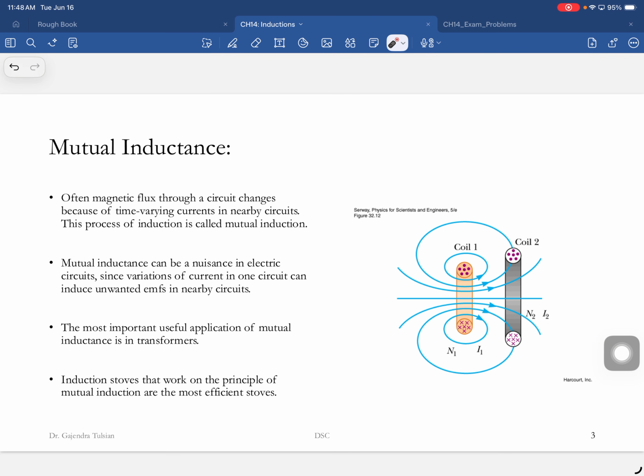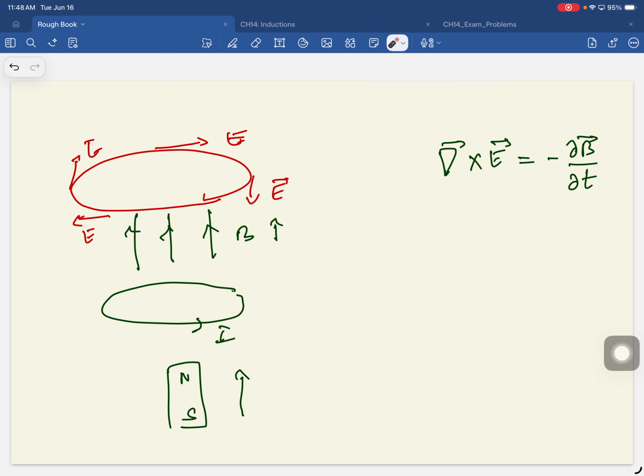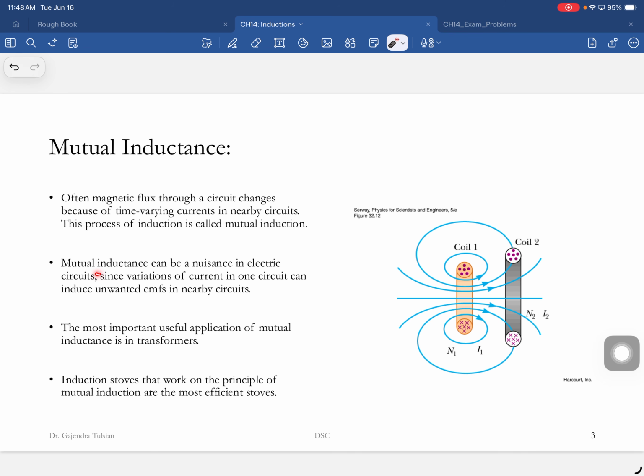So again, how do you change this magnetic field? The easiest way is if you have an AC current in this coil, this magnetic field changes and it induces electric fields. Now, sometimes this can be a nuisance. Mutual inductance can be a nuisance in electric circuits. If you have an AC circuit, varying currents in one circuit produce magnetic fields which can induce a current in another circuit, inducing unwanted EMFs in nearby circuits.